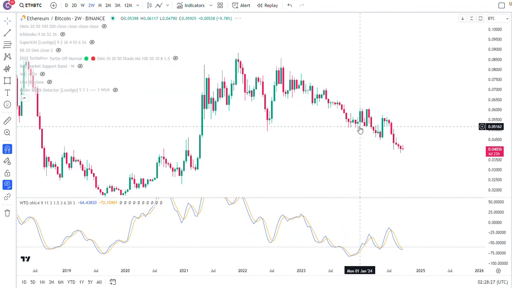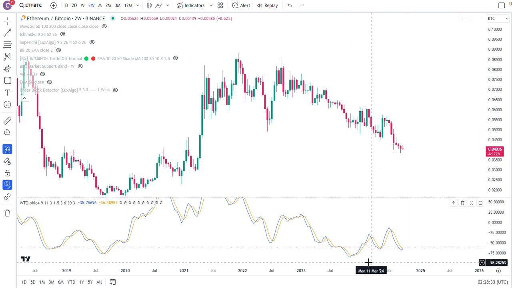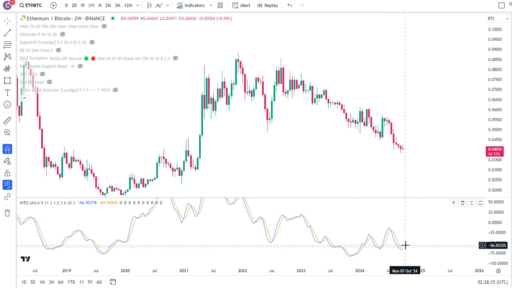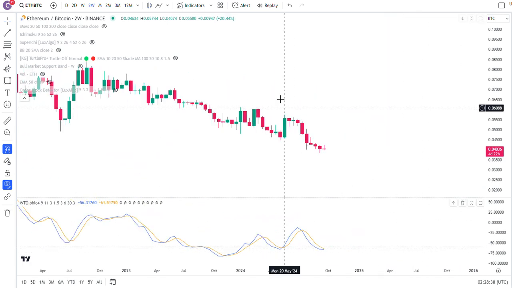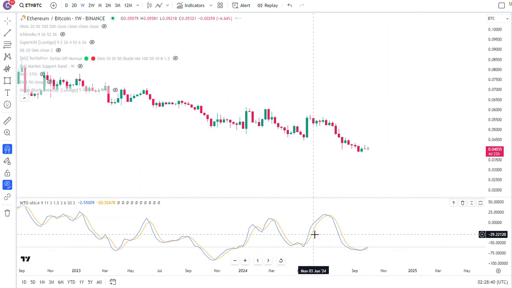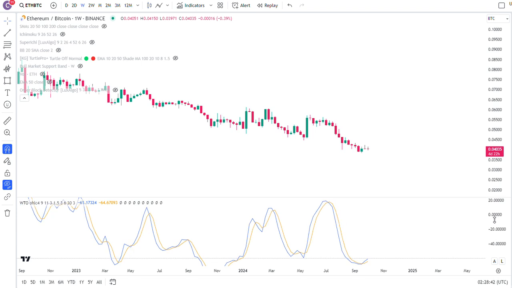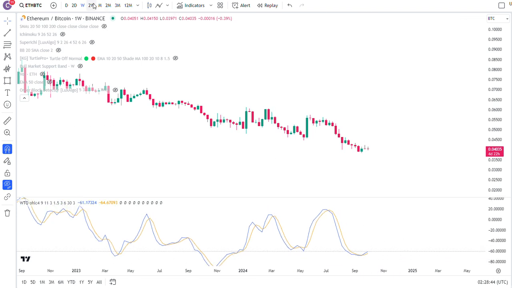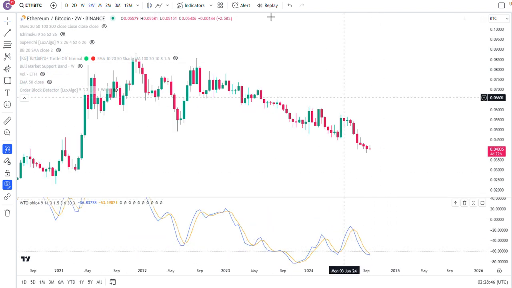Now, you can also see the same thing here on a 2-week chart. You see really since October of 2023, it's just been a straight line down, right? But the wave trend oscillator has been pointing up. And on the weekly here, you have a positive cross over here on the wave trend oscillator. On the 2-week, you're also about to have one over here.